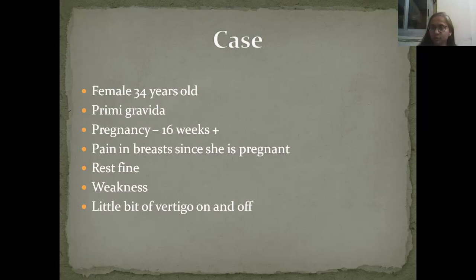I tried getting more symptoms, but I could not, except this pain in the breast along with some weakness and a little bit of vertigo on and off. So at times she feels a little dizzy, and that's all. So what do we do in such cases?